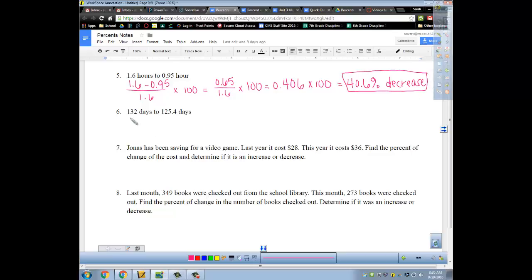Number 6, find out the change, so subtract. Divide by the first number that they told you in the problem, times 100. 132 minus 125.4 is going to be 6.6. We write the rest of the problem. 6.6 divided by 132 is 0.05. And when we multiply that by 100, we're going to get about 5%. And it went from 132 down to 125.4, so that was a decrease.